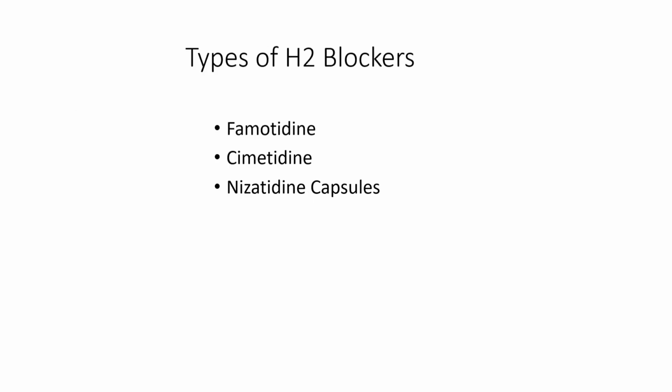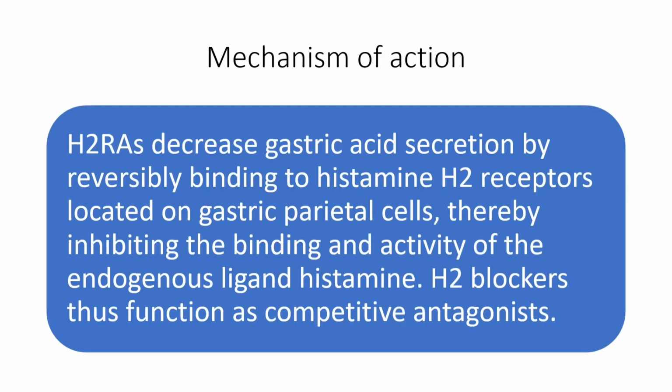Types of H2 blockers: famotidine, cimetidine, nizatidine capsules. Mechanism of action: these H2 blockers decrease gastric acid secretion by reversibly binding to histamine receptors located on gastric parietal cells, thereby inhibiting the binding and activity of the endogenous ligand histamine. H2 blockers thus function as competitive antagonists. They decrease acid secretion, thereby decreasing the symptoms of ulcers and giving symptomatic relief in case of ulcer conditions.